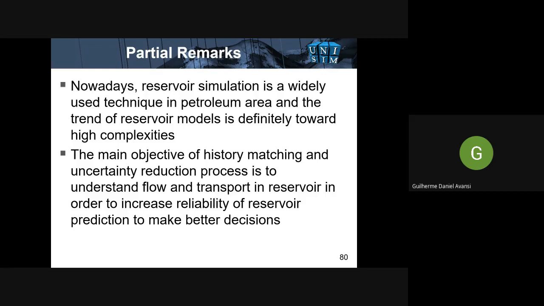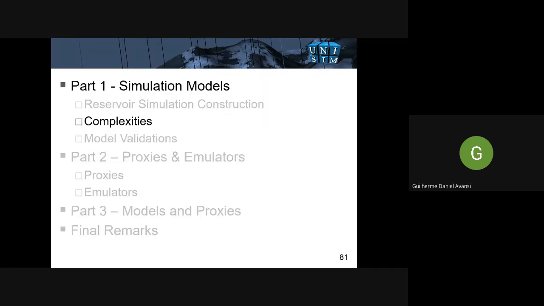It's just to have a broad idea of how to build a reservoir simulation, what the reservoir simulation is trying to solve, and how we are trying to use the reservoir simulation, right? So this is a general idea, and I would like to inform you guys. So, okay, we're talking about reservoir simulation construction.